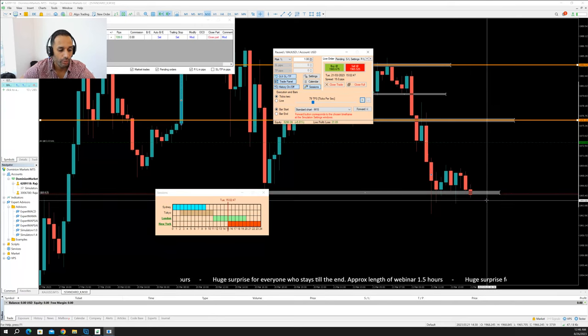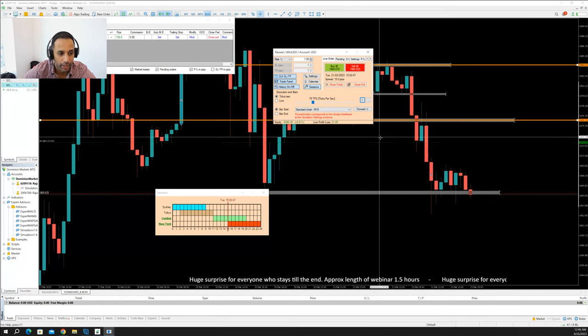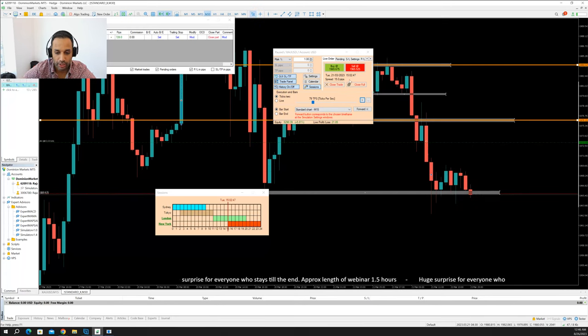See right there. We're breaking below this low. So this is a very good opportunity for an impulse entry for price to continue pushing down. And now we're going to lower our risk.